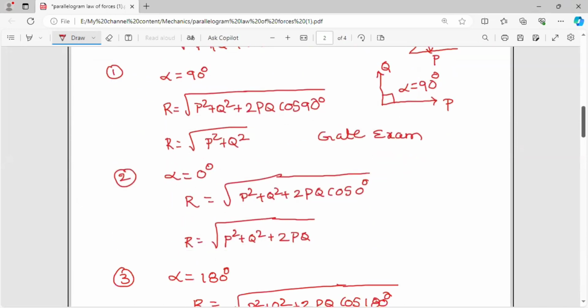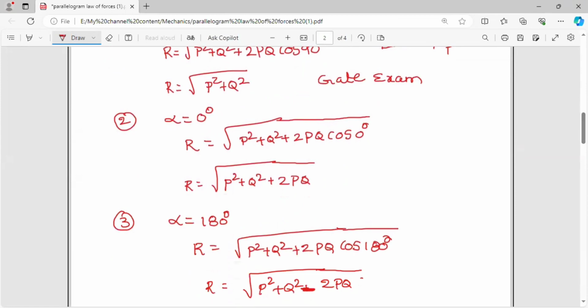If you observe these three cases, which value is higher? When will the magnitude be maximum? Here R equal to square root of P square plus Q square, here R equal to square root of P square plus Q square plus 2PQ, and for alpha equal to 180 degrees, it is P square plus Q square minus 2PQ. The magnitude will be the maximum at alpha equal to 0 degrees, whereas the magnitude of the resultant force will be the minimum at alpha equal to 180 degrees. In this way, they may ask the question.